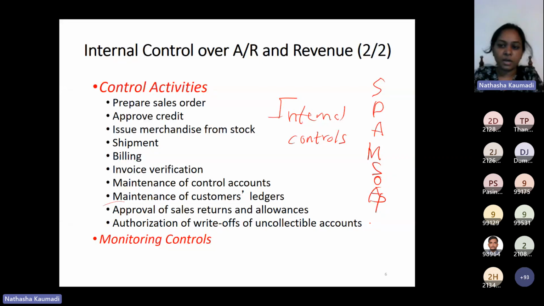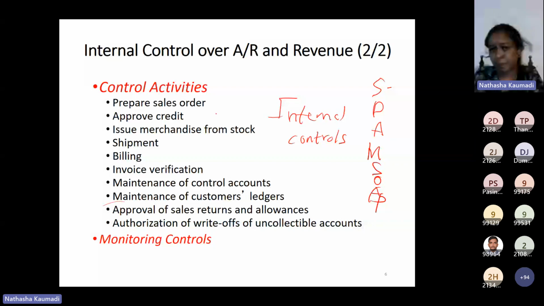So S means segregation of duties, P means physical, A means authorization. Likewise, different internal controls are there. For each word, you can remember the internal controls. So basically, you are checking whether these internal controls are there. So you are understanding the internal controls. So let's say preparation of sales order. There should be a sales order preparation, that is a control.